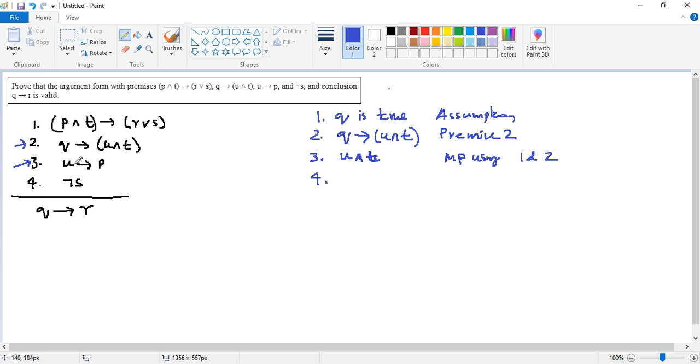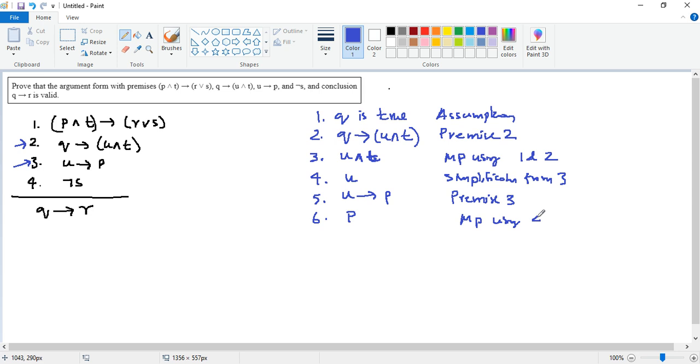Now if you look at the third premise, it says U implies P. So from U and T, I can conclude that U is true, because that's the simplification rule, from three. Now five, I can use premise number three: U implies P. Now six: U is true and U implies P is true, so I can conclude that P is true. That's again modus ponens, using four and five.